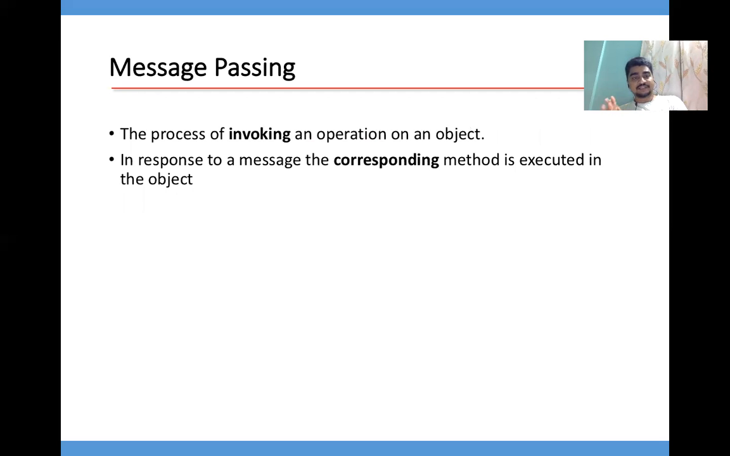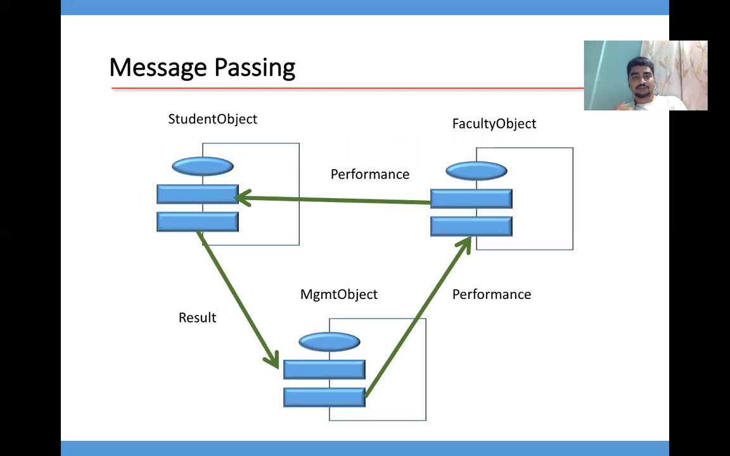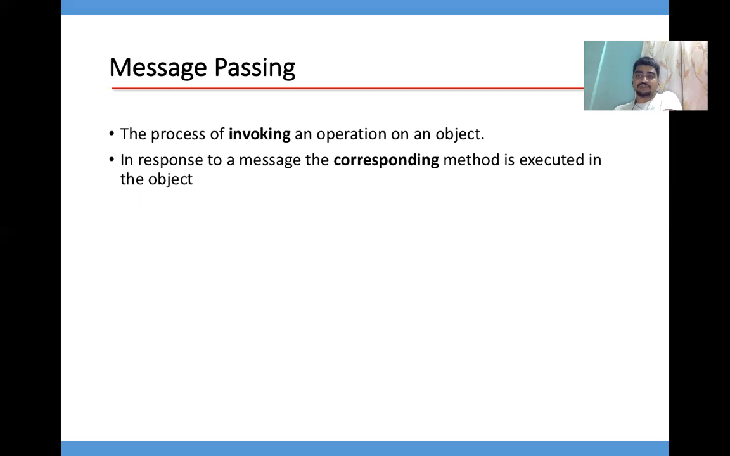Then comes message passing, the process of invoking an operation on an object. Invoking an operation on an object is called message passing. In response to a message, the corresponding method is executed in the object. So how does it look? There is a student object, a faculty object, a management object. Performance and results, these are all message passing. So message passing is basically a kind of invoking an operation on the object, and what type of operation you are invoking needs to be clear in message passing.